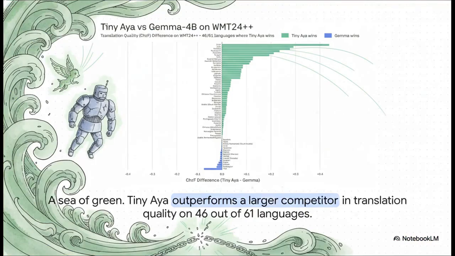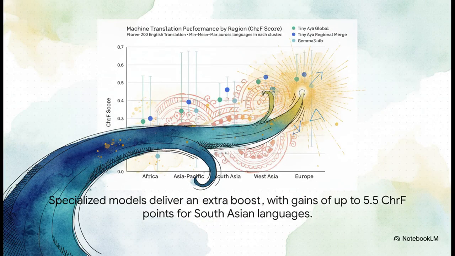Just look at this. It's a sea of green. This is Tiny Aya going head-to-head with a larger model on a translation benchmark. Every single green bar represents a language where Tiny Aya came out on top. That's 46 wins out of 61 languages. It's the classic underdog story playing out in real time, and it's just so cool to see smart design win out over sheer size.